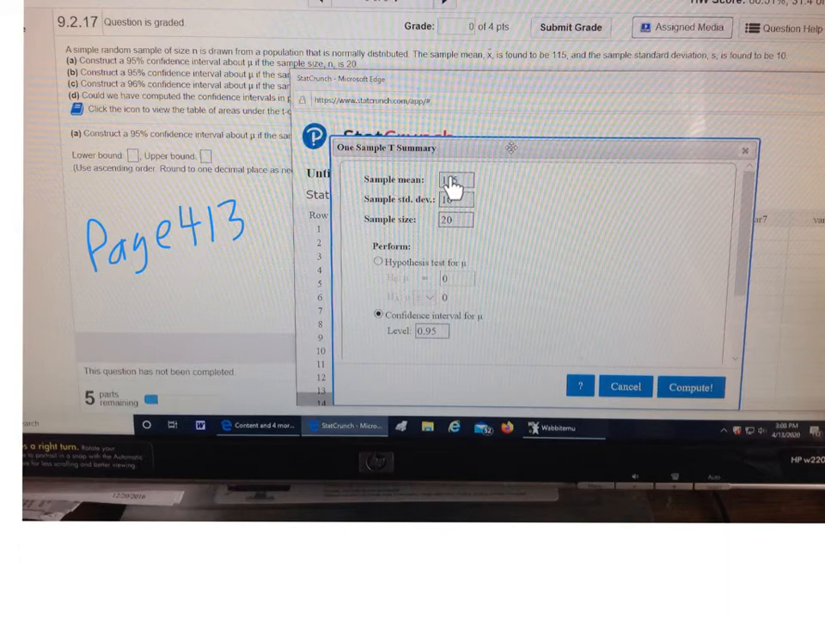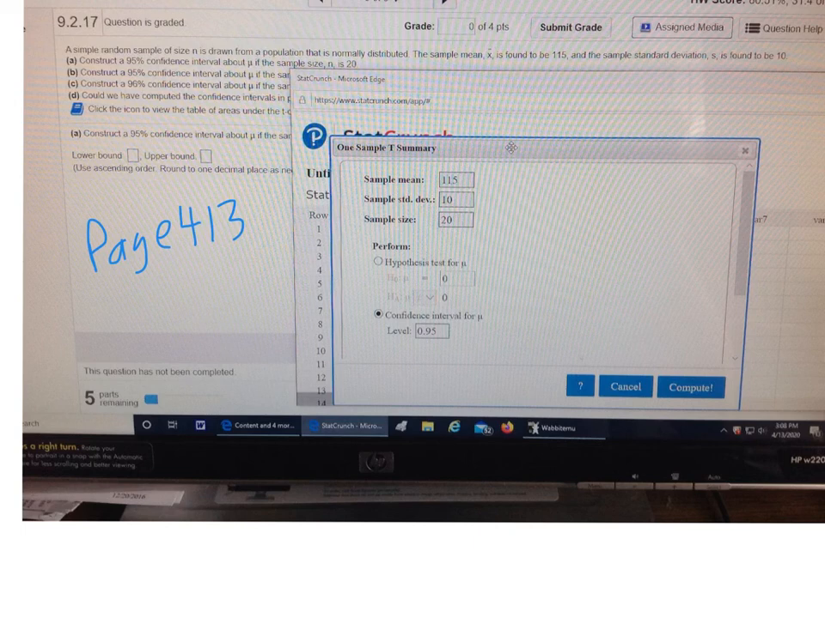So I put in the sample mean of 115 and the sample standard deviation of 10, and then the sample size is given as 20, and you want a 95% confidence interval. The radio button for the confidence interval was clicked, so I clicked this one, and it already had 0.95, which stands for 95%. If you click compute, you'll find it gives you the upper and the lower bound here.